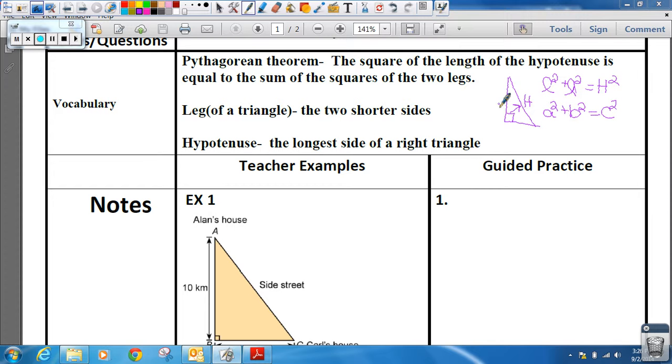So it's C squared. Normally in textbooks you'll see one leg as A, one leg as B, it doesn't matter which one, and the hypotenuse is always labeled as C. So the Pythagorean theorem is given to you as A squared plus B squared equals C squared. The legs are the two shorter sides, and the hypotenuse is always the longest side. So we're going to use this Pythagorean theorem to solve some problems.